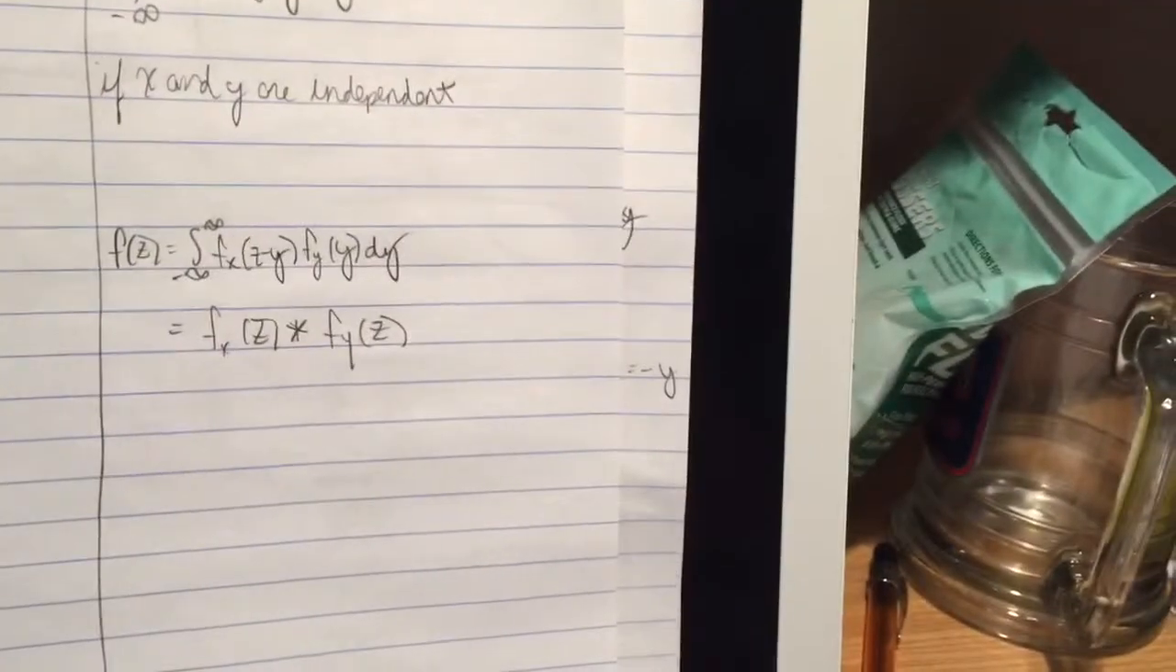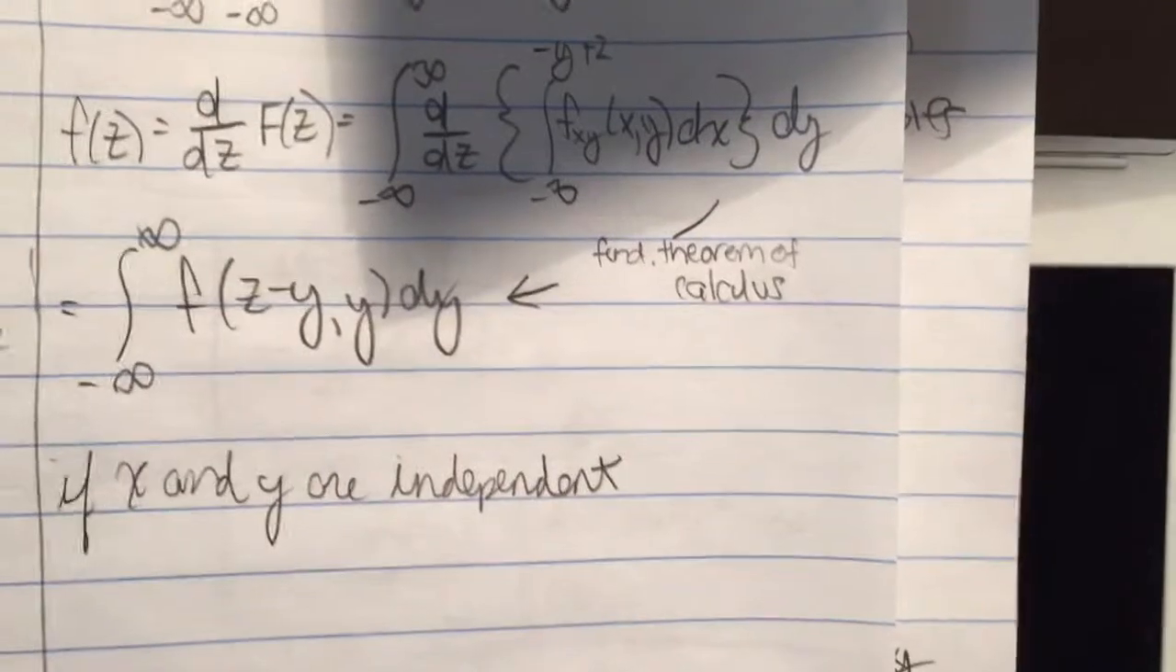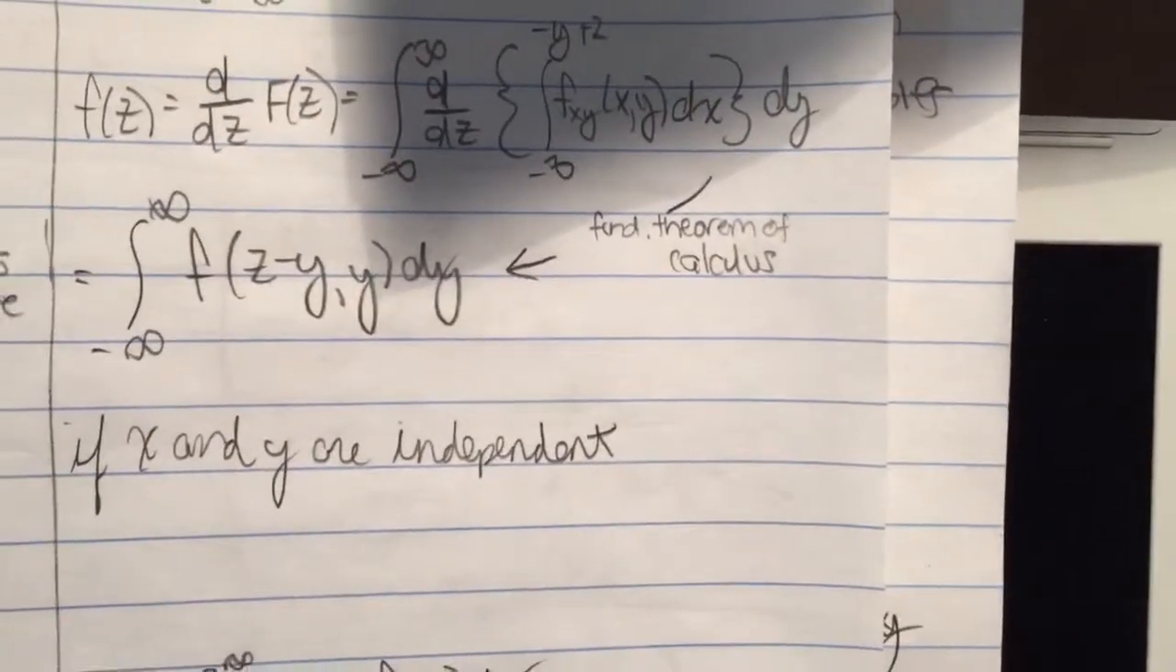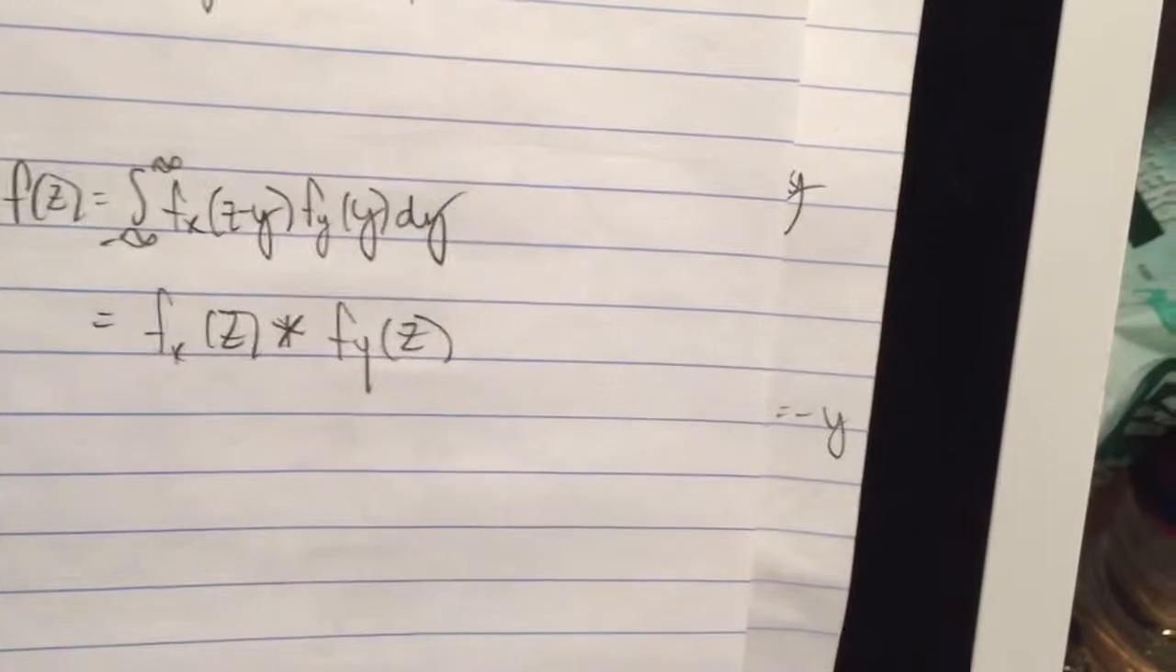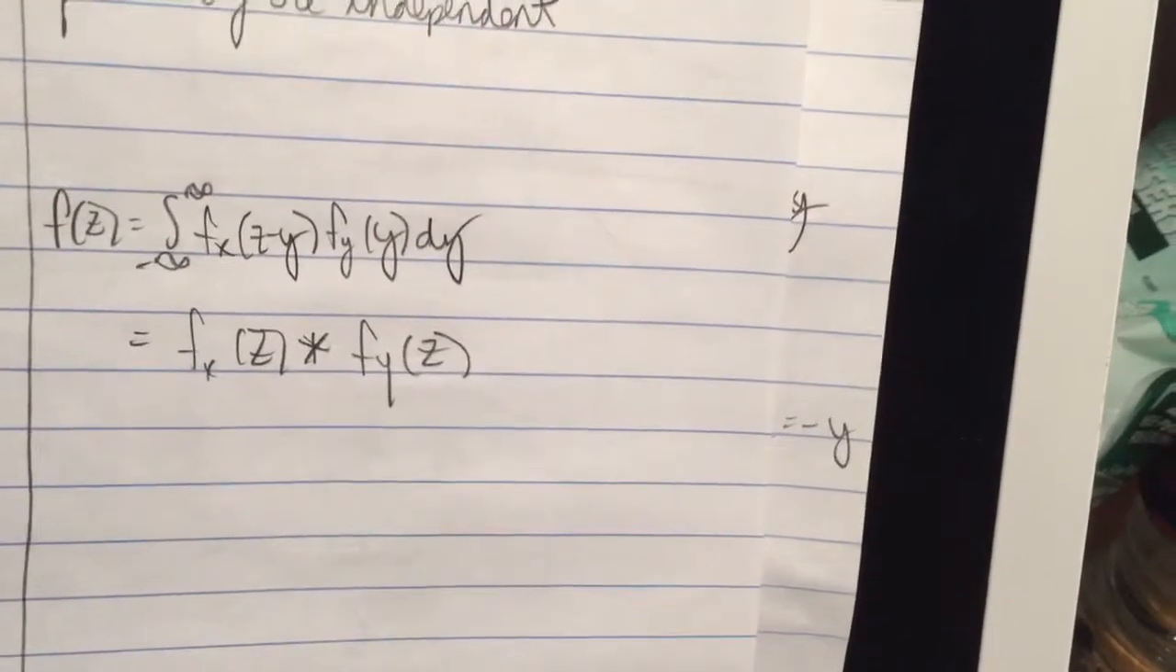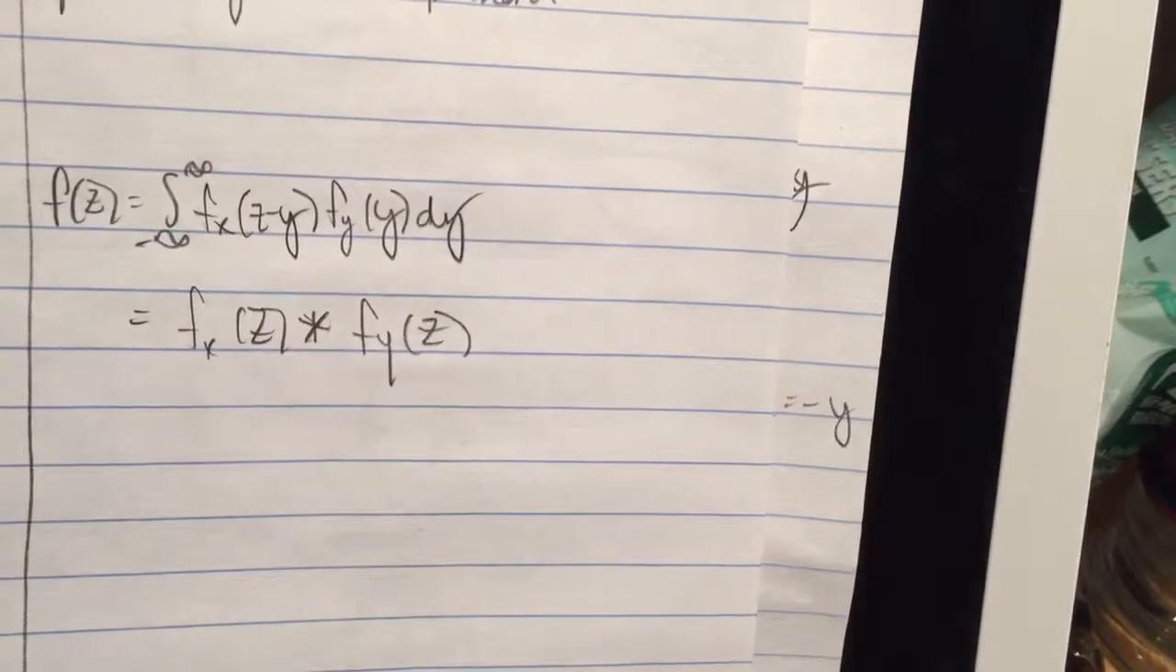Same thing over here. If x and y are independent, here's what we got from the fundamental theorem of calculus: the integral from negative infinity to infinity of f of z minus y comma y, dy. Again, if they're independent, we can multiply them, so that's what we're doing, as you can see here. And that's the convolution of f of z in the x plane and f of z in the y plane.